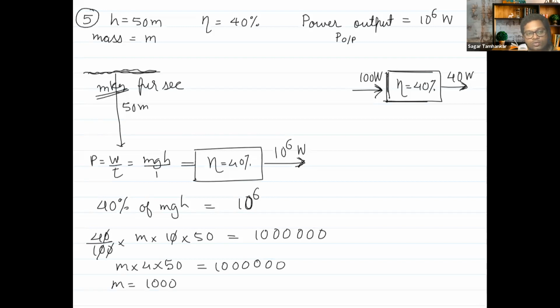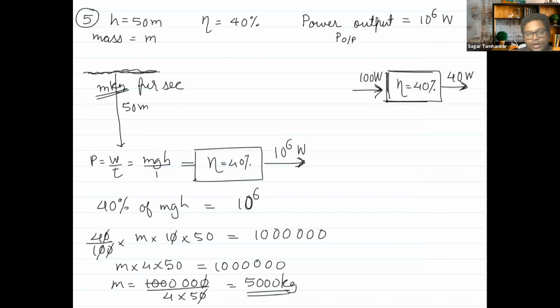So 1, 2, 3, 4, 5, 6, and down. So this cancels, and 5 fours are 20, and 20 will cancel 100 with a 5. So the answer is 5,000 kgs. Okay, any question in this?